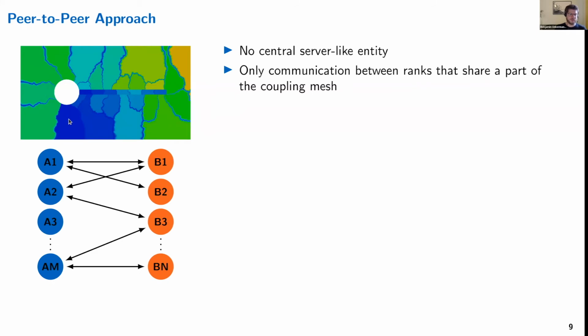And let's say these are our solid ranks, and these are our fluid ranks. Now, peer-to-peer means that we use a direct communication here. There's not an instance sitting in the middle that does the coupling. So we don't have any central server-like entity, and we only communicate data where we need to communicate data. So for example, this solid rank here only communicates data to the 4 neighboring fluid ranks.